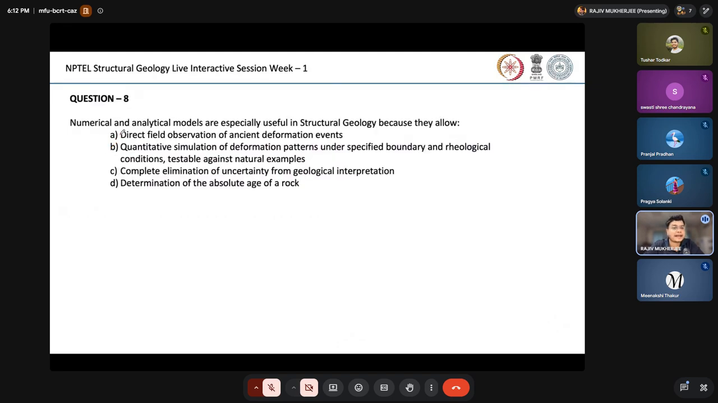Okay, numerical and analytical models are especially useful in structural geology because they allow direct field observation of ancient deformation events, quantitative simulation of deformation patterns under specified boundary and rheological conditions testable against natural samples, complete elimination of uncertainty from geological interpretation, and determination of absolute age of rock. So what do you think will be the correct option in this case?